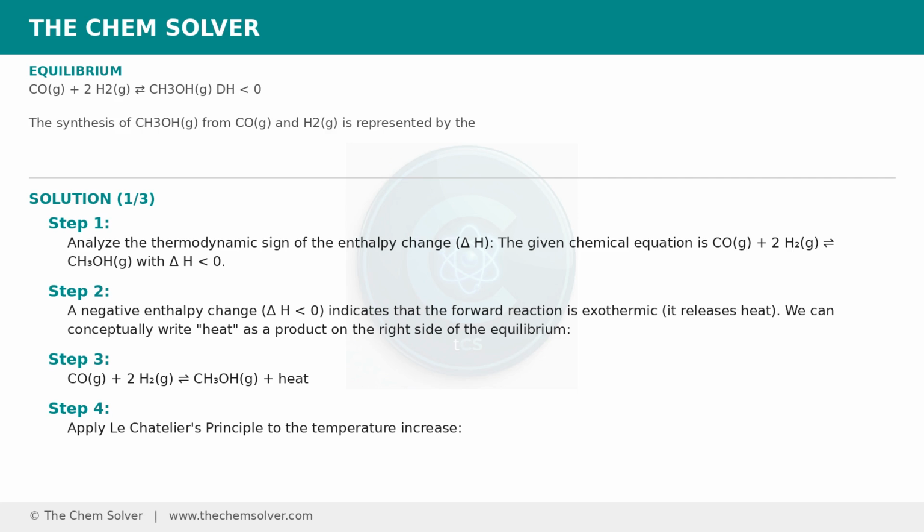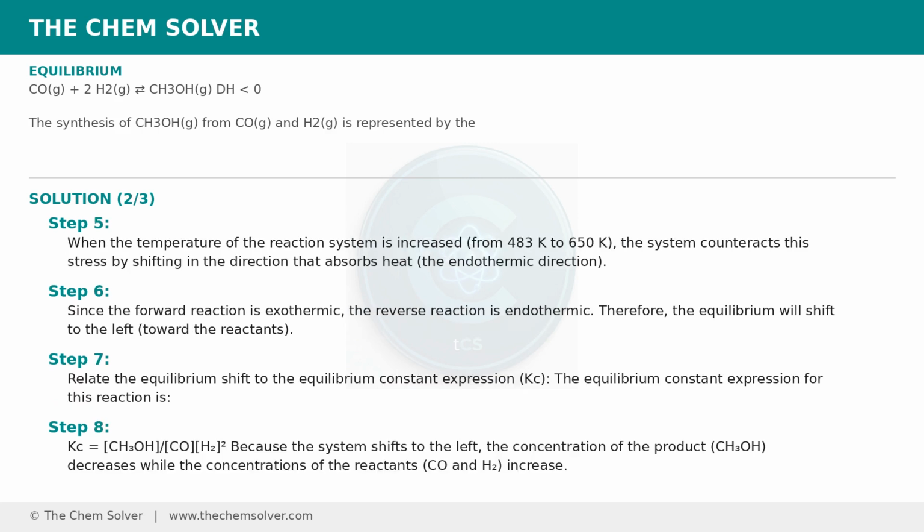Apply Le Chatelier's principle to the temperature increase. When the temperature of the reaction system is increased from 483 Kelvin to 650 Kelvin, the system counteracts this stress by shifting in the direction that absorbs heat, the endothermic direction. Since the forward reaction is exothermic, the reverse reaction is endothermic. Therefore, the equilibrium will shift to the left toward the reactants.